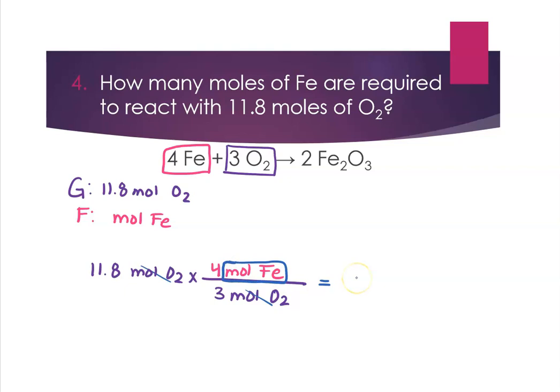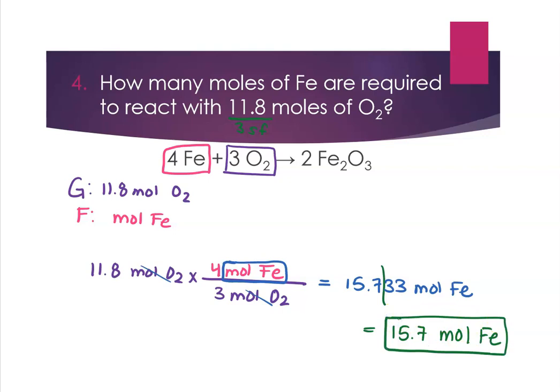So 11.8 times 4 divided by 3 gives me 15.733 moles Fe. Check our sig figs. So I have 3 sig figs in my problem, so 1, 2, 3 sig figs in my answer. Gives me 15.7 moles Fe.